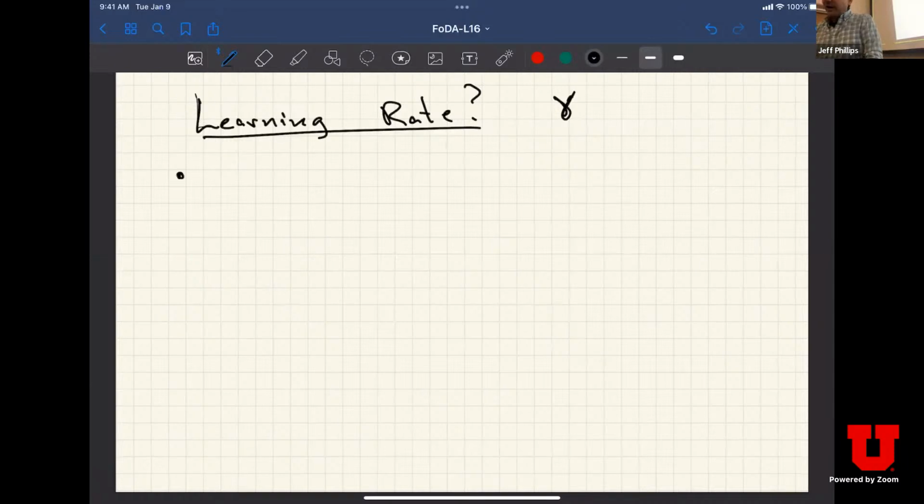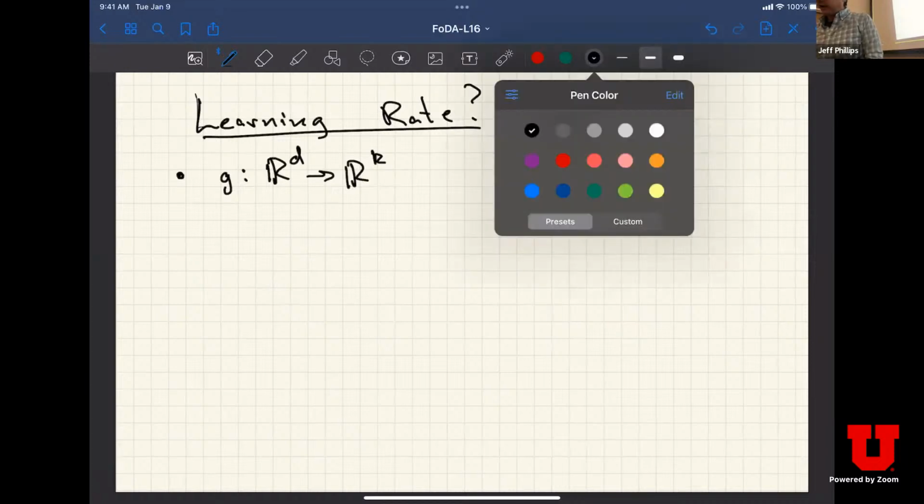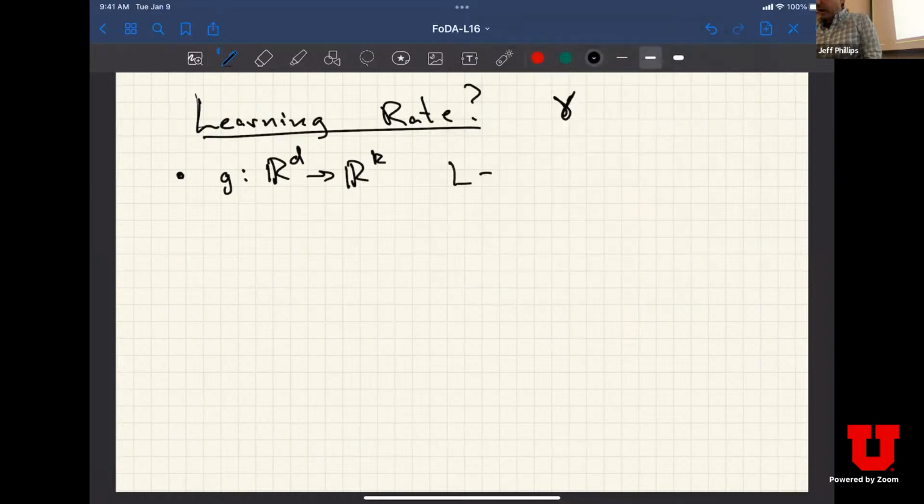Okay, and we need to define a couple of things about functions in order to understand this. So first, I'm going to start with a function. I'm going to state this generally from R^D to R^K, function G. In general, K will be equal to D here. But it could be anything, and I'm going to say that this function is L-Lipschitz.